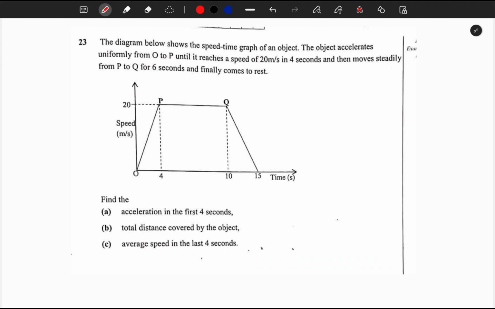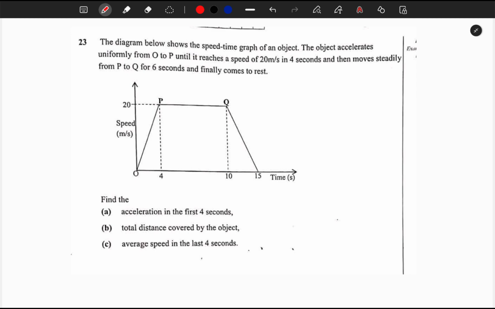We have a time graph question here that says the diagram below shows the speed time graph of an object. The object accelerates uniformly from O to P until it reaches a speed of 20 meters per second in just 4 seconds. Then it moves steadily, that means constant speed, for 6 seconds. So 4 plus 6 will get 10. And finally comes to rest in 5 seconds. So you've seen the motion. Therefore, find the acceleration in the first 4 seconds.